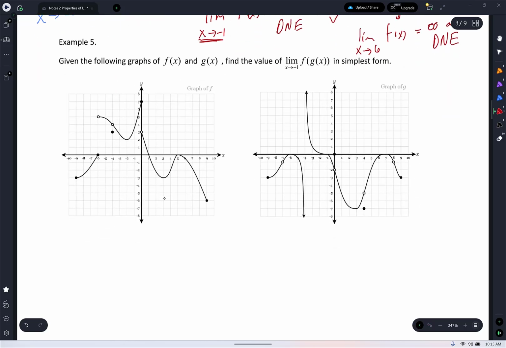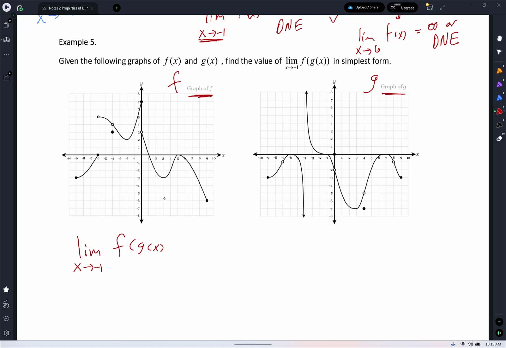Now we have our first composite function, relax. And I have the graph of f over here, so put f if you can't see it, and the graph of g over here. Put g if you can't see it. I'm going to go really, really slow. They want to know what the limit is as x approaches negative 1 of f of g of x.